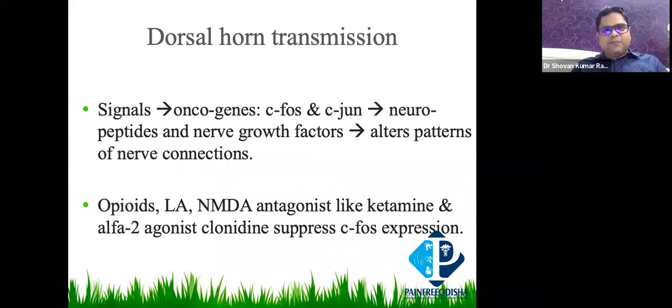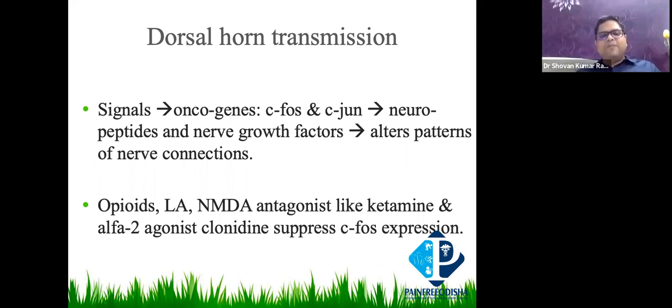There are signals, those signals cause oncogenes like C-fos, they activate this, that releases neuropeptides and nerve growth factors that alter the pattern of the nerve connection. So what happens at a single level, the nerve that goes to, suppose, Rexed lamina 2 or 3, adjacent Rexed laminae are also involved through that. So that a single pain at a single level can cause pain at multiple levels, which happens in CRPS particularly.